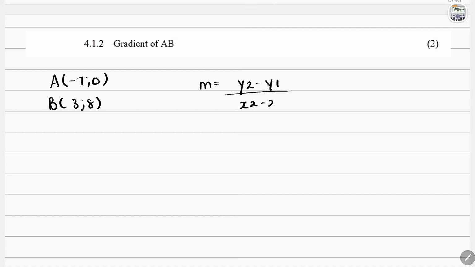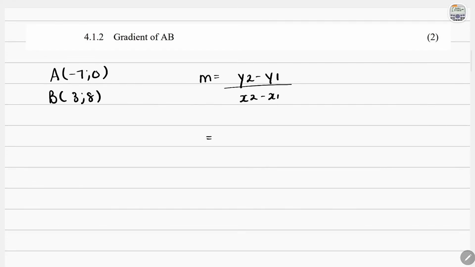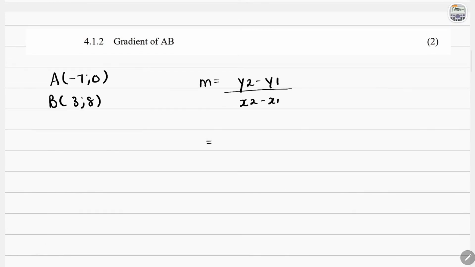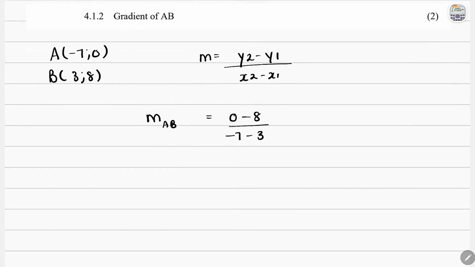You don't have to write that again. That is fine. You don't get a mark for writing the equation, because grade 11s get a formula sheet now as well. So you can choose to go in any order. You can say top minus bottom or bottom minus top. I'm just going to go with top minus bottom. So the y values, 0 minus 8 over -7 minus 3. And this is the gradient of AB.